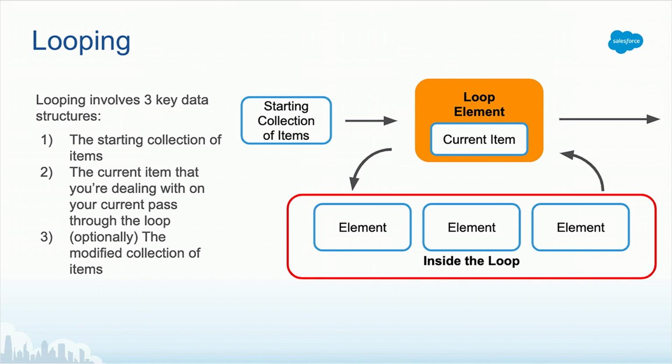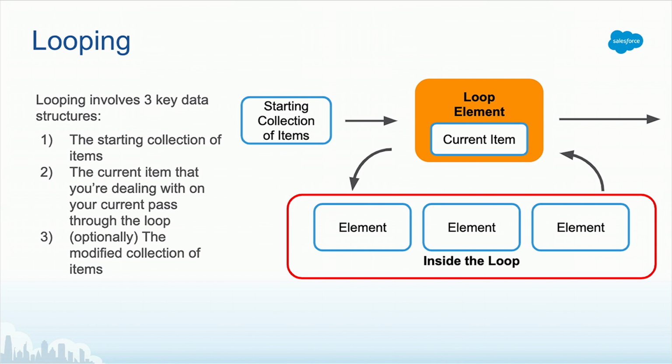The first is the starting collection of data. A loop works by processing a list of things one at a time, and list processing is fundamental to computers. So you're always going to start with that collection of records or of strings. The second key data structure is the placeholder variable that stores whatever member of that list you currently happen to be looping through.